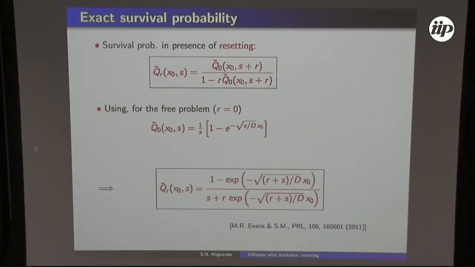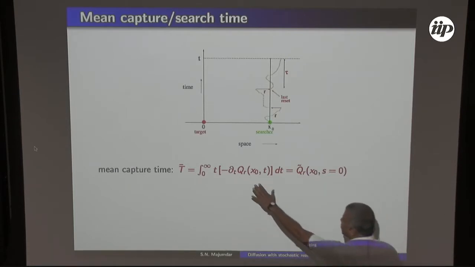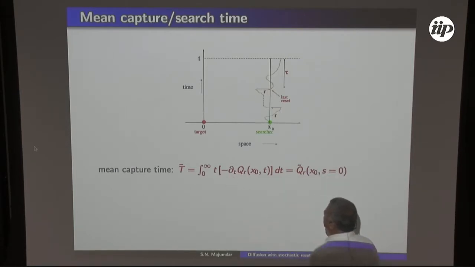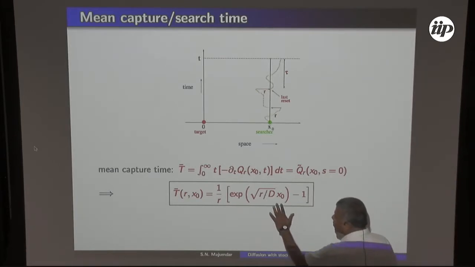Okay? And so now let's see the consequence of this. I want to calculate the mean capture time, which is again the first passage time, the first moment of the time derivative of that. So the mean capture time is just this Laplace variable evaluated at s equal to 0. And you find that this is a finite expression. Remember that at r equal to 0, it was diverging. But the moment you introduce the resetting, it becomes finite. And it's given by this exact expression.